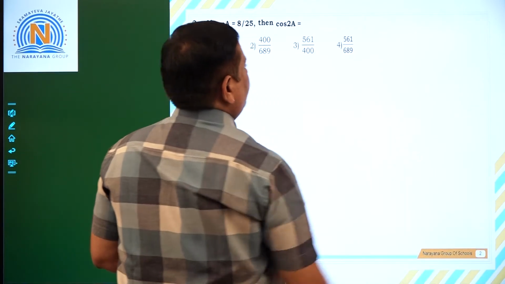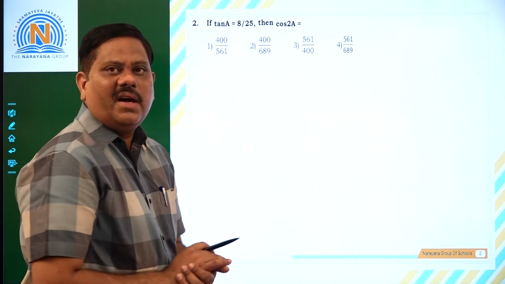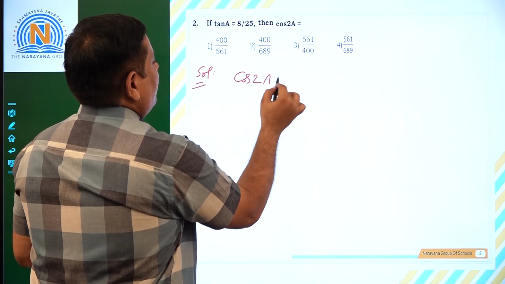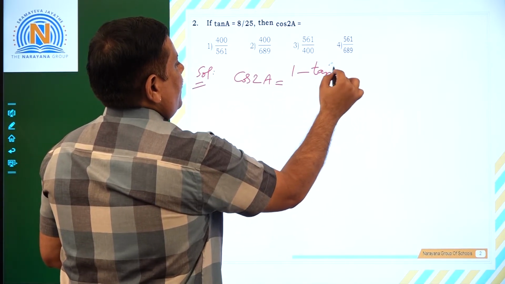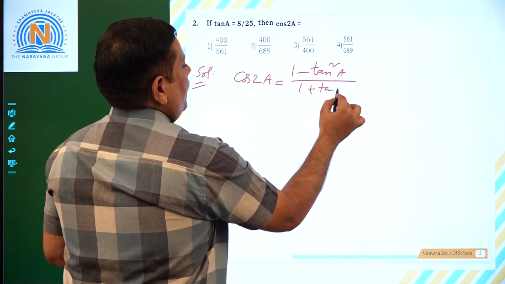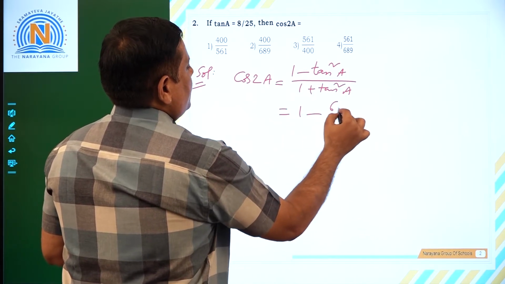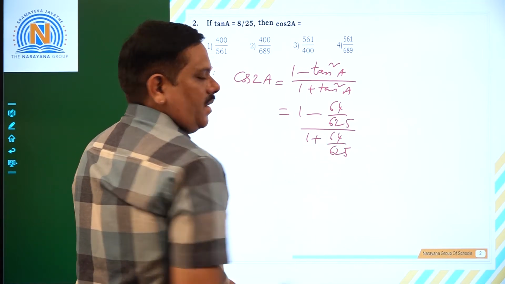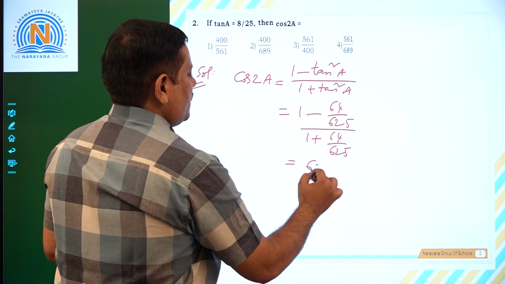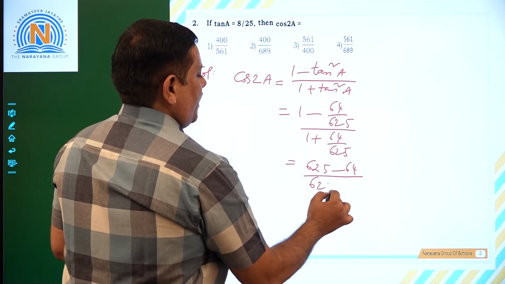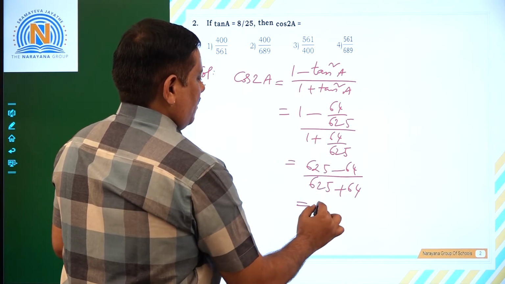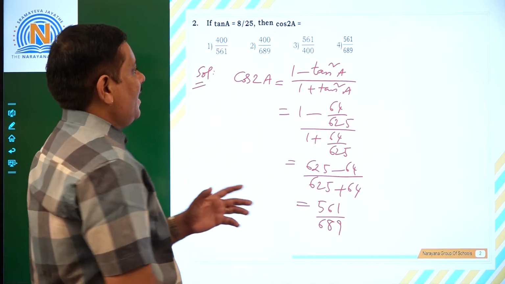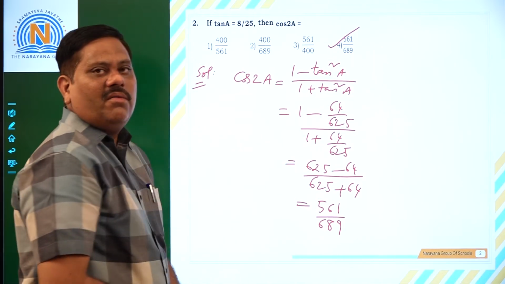Now let us see the next question. If tan A is 8 by 25, then what is the value of cos 2A? Here also cos 2A we have to write in terms of tan. That is 1 minus tan square A by 1 plus tan square A. That is going to be 1 minus 64 by 625 by 1 plus 64 by 625. If I simplify this, it is going to be 625 minus 64 by 625 plus 64, that is otherwise 561 by 689. 561 by 689 is nothing but the fourth option for us.